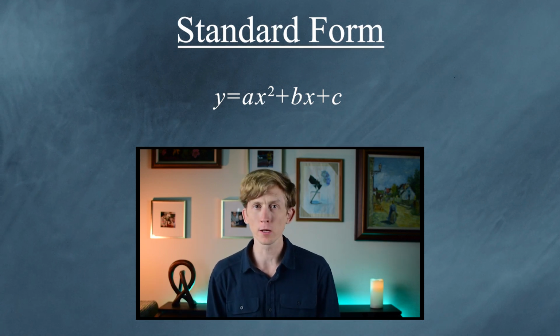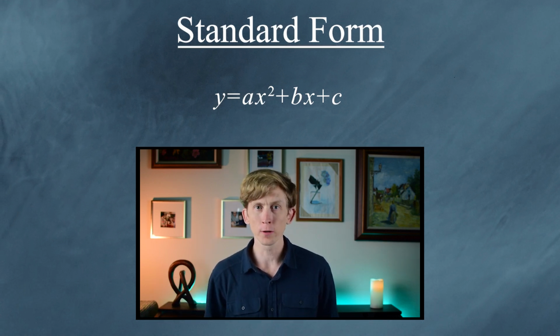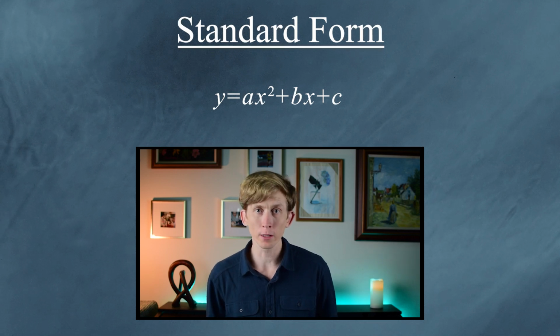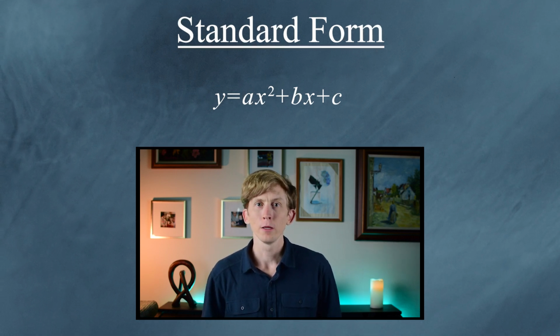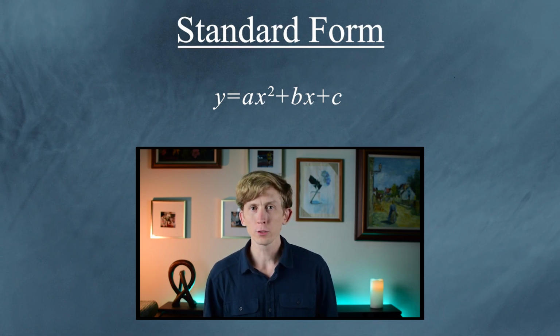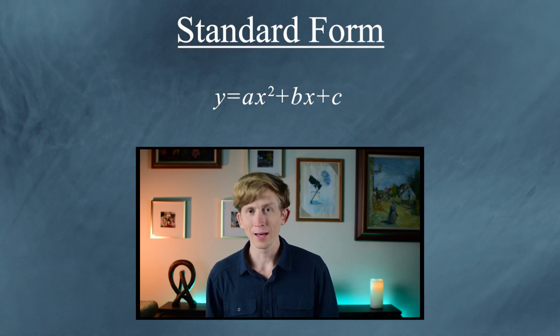The first is standard form: y is equal to ax squared plus bx plus c. To find the x-intercepts of a quadratic equation in standard form, your first line of defense is factoring. Ask yourself, what two numbers have a product of c and a sum of b?